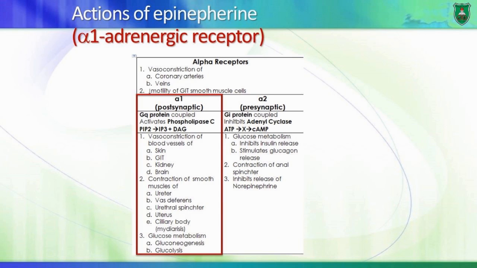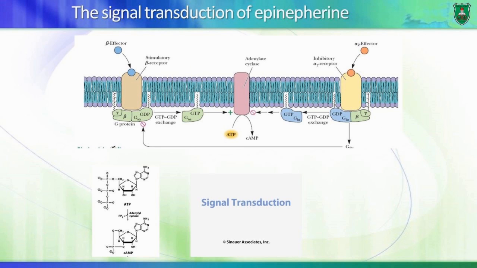Again, fight or flight. Now, what's really interesting is that epinephrine can also bind to the alpha-1 adrenergic receptor, and it has an opposite effect. It causes vasoconstriction of blood vessels. It induces glycolysis as well as gluconeogenesis. So here we have, again, a video that you can watch. I hope that you'll be able to watch it.